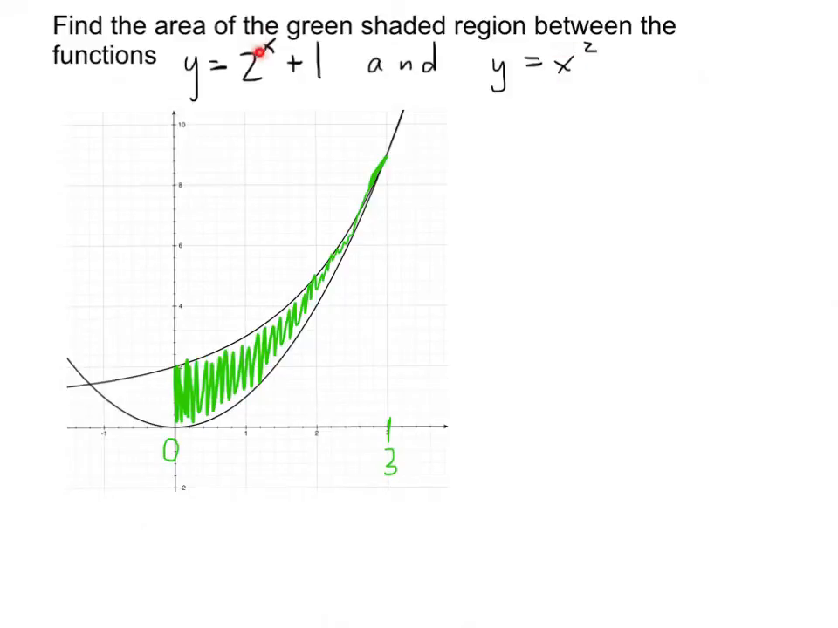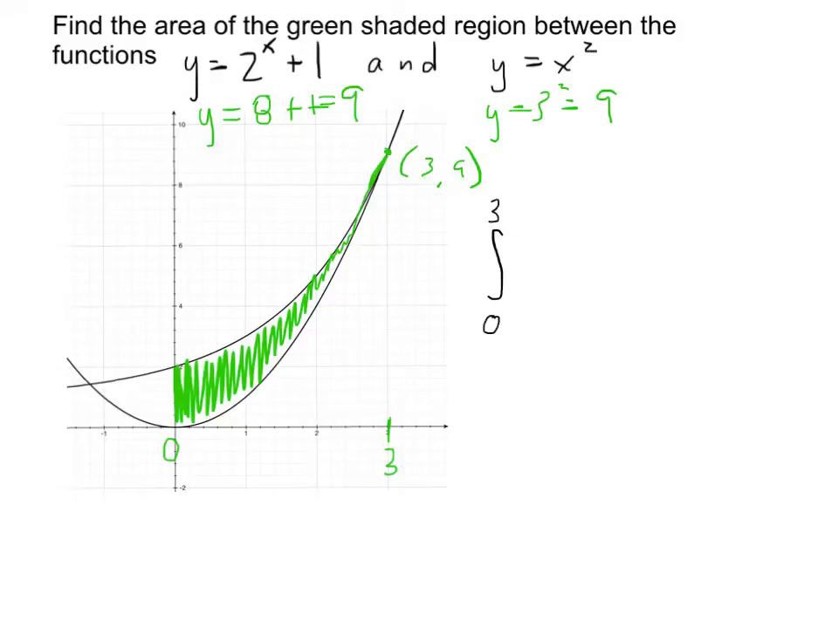If you think about plugging in 3 here, you're going to end up with y equals 2 cubed, which is 8 plus 1, which is 9. Over here, you'll end up with y equals 3 squared, which is 9. So sure enough, that point of intersection right there really is the point (3, 9), which means my integral, I mean, finding that region, will be the integral from 0 to 3.